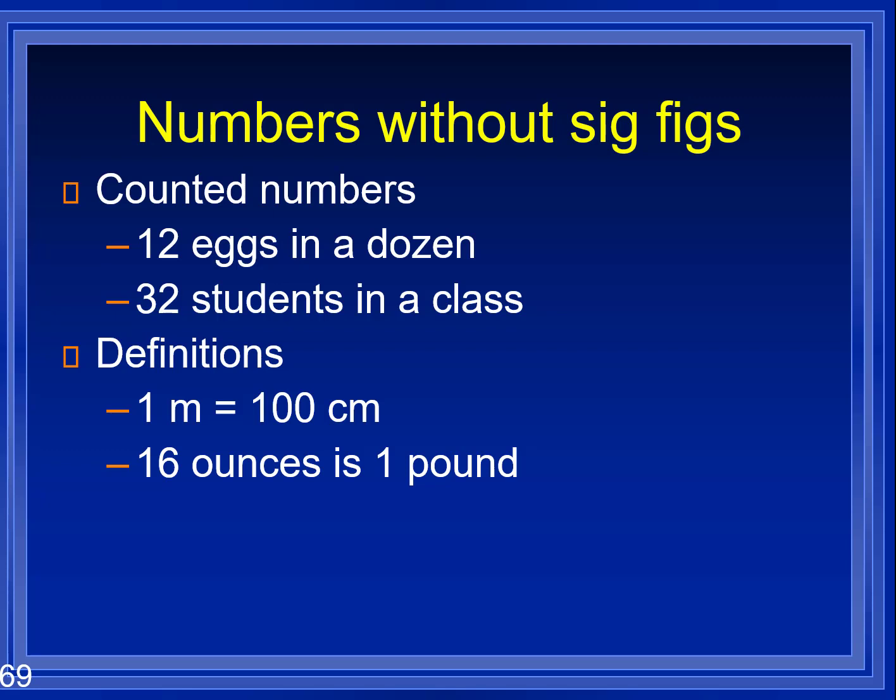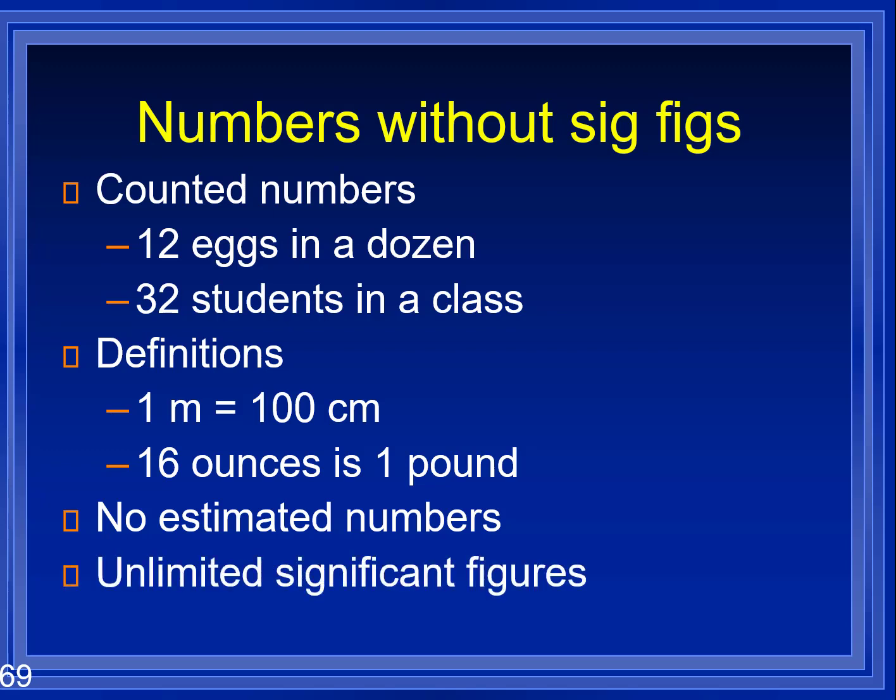Okay? So since these two things don't have any estimated numbers, I can write that as 16.00000 forever. Right? So that would be unlimited significant figures. All those zeros would be meaningful. Everybody right with that? Make sense? Okay.